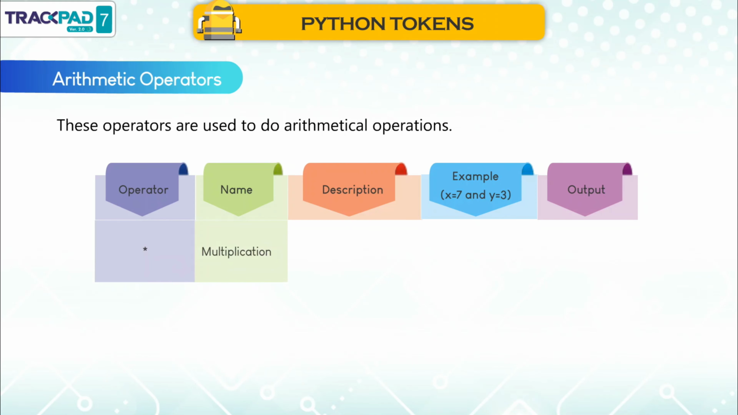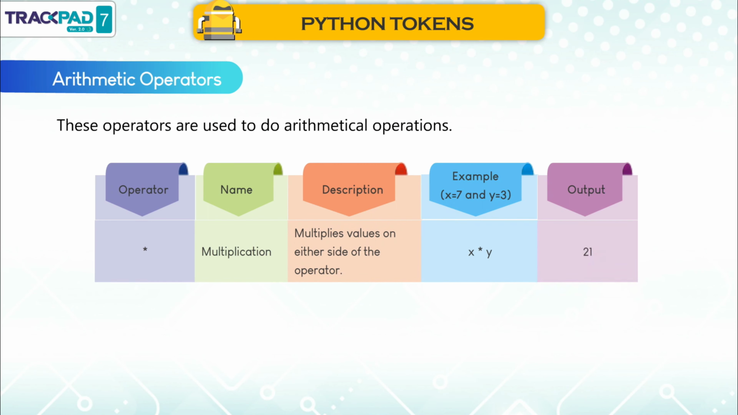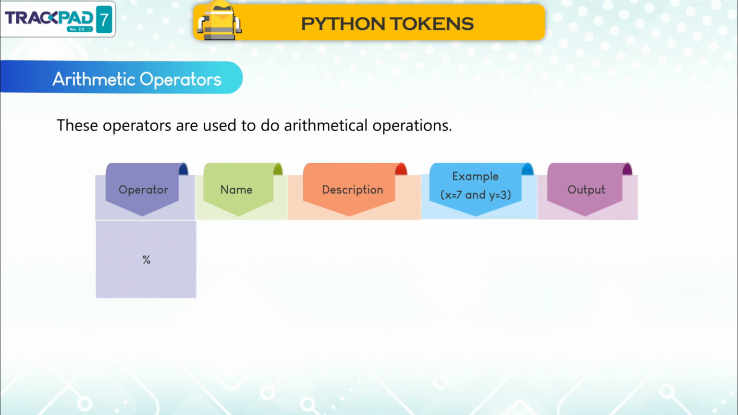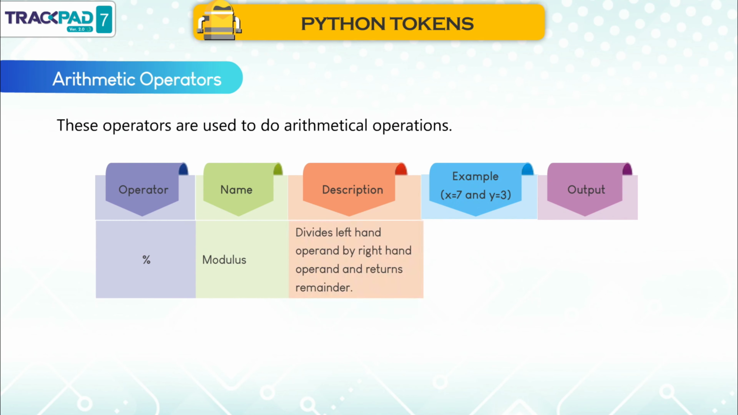Star, multiplication, multiplies values on either side of the operator: x * y equals 21. Slash, division, divides the left-hand operand by the right-hand operand: x / y equals 3. Percent, modulus, divides the left-hand operand by the right-hand operand and returns the remainder: x % y equals 1.